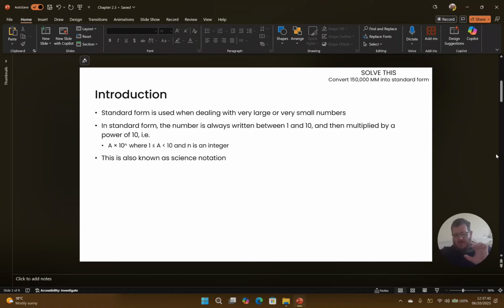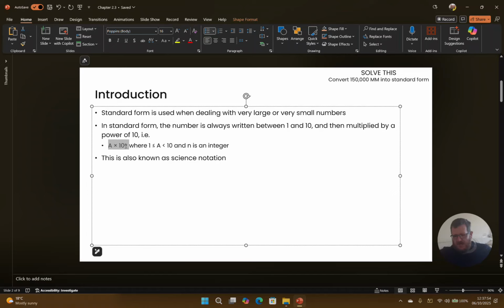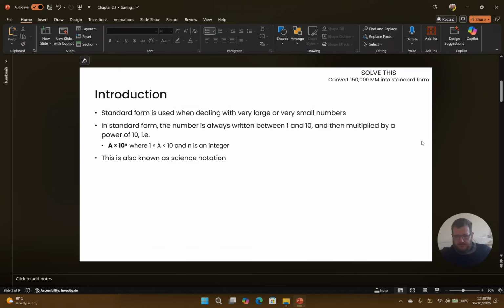So what we've got there is A, the number between 1 and 10, and n itself is an integer, and that's when we're talking about this sum here. It's always multiplied by a power of 10. And there's an example. That's also known as scientific notation.